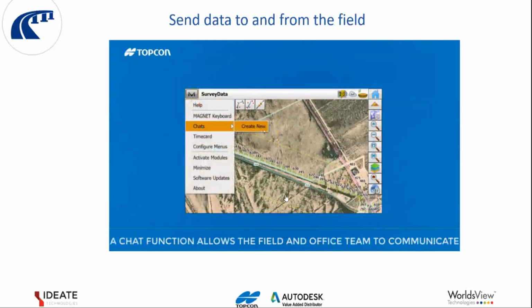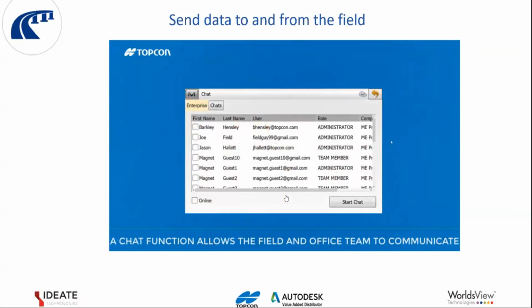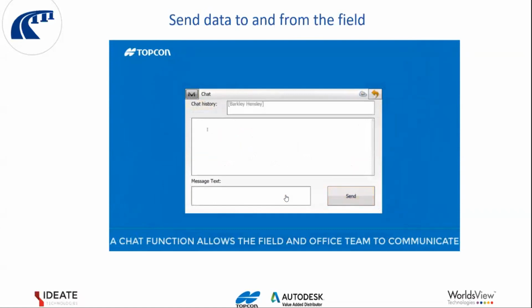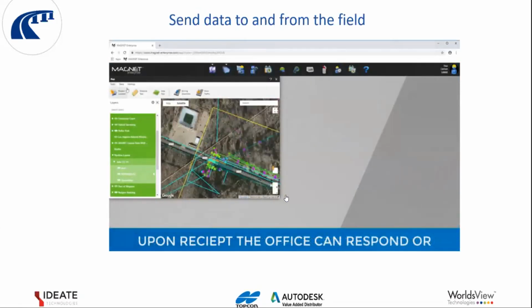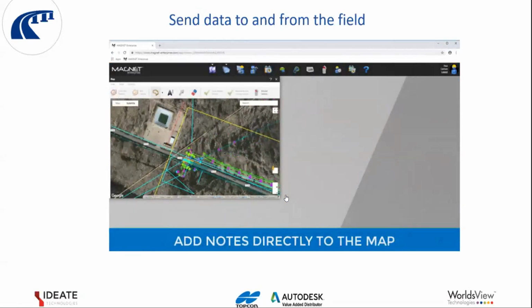And this is not the only thing. You can start chatting with the persons in the office. For example, if there is some question that needs to be answered, you can send questions from the office or from the field to the appropriate person. For example, here we have a person writing a message to the person in the office to ask him about something, and the other person in the office, once he gets the message, can reply either in the chat box, or he can add notes directly to the map.